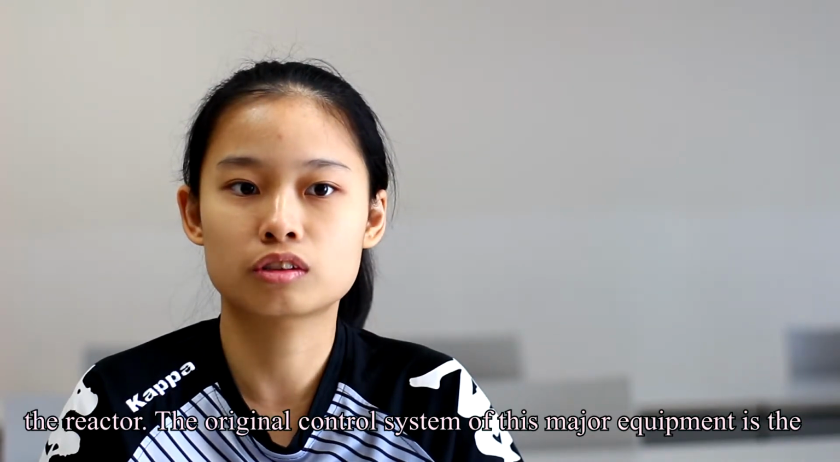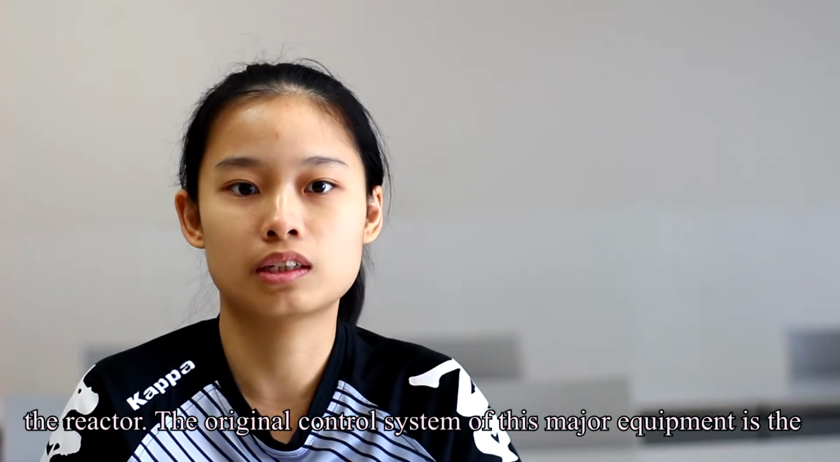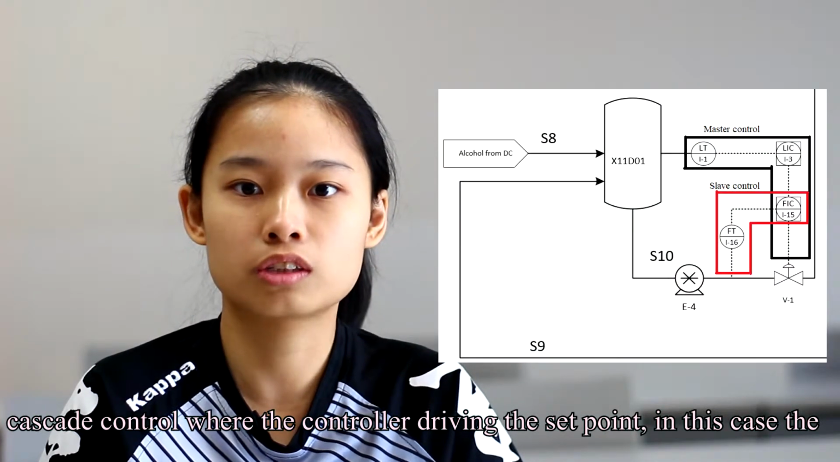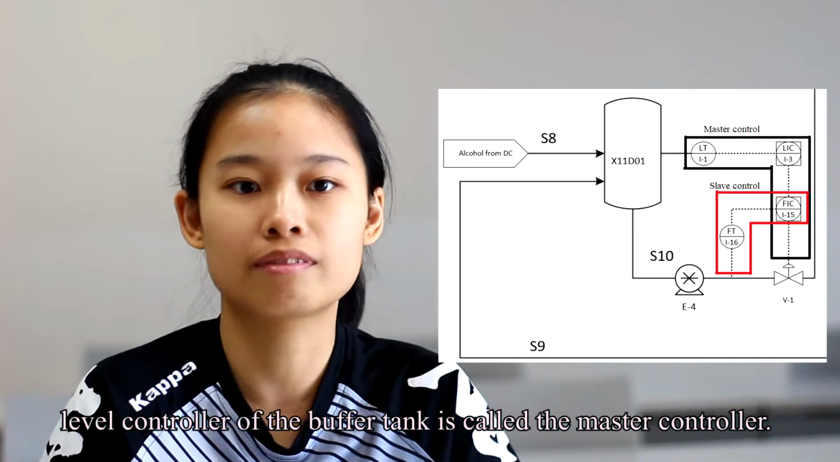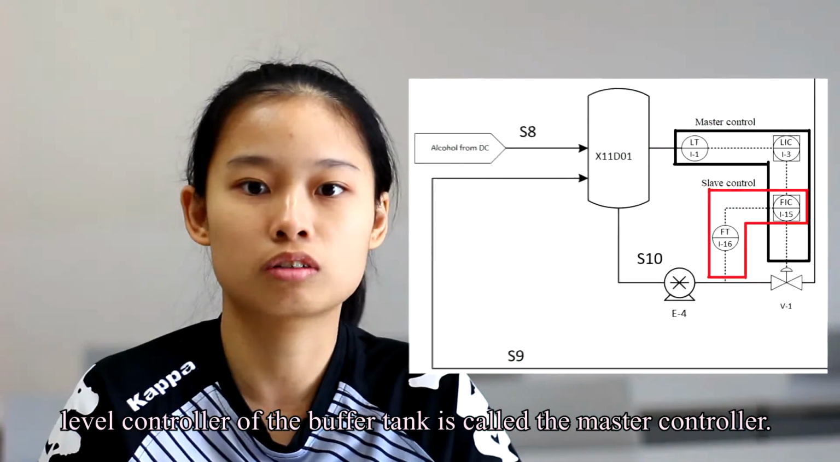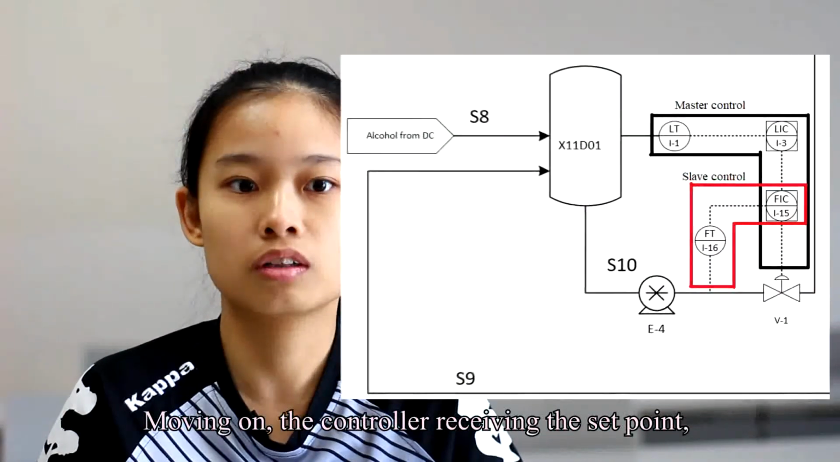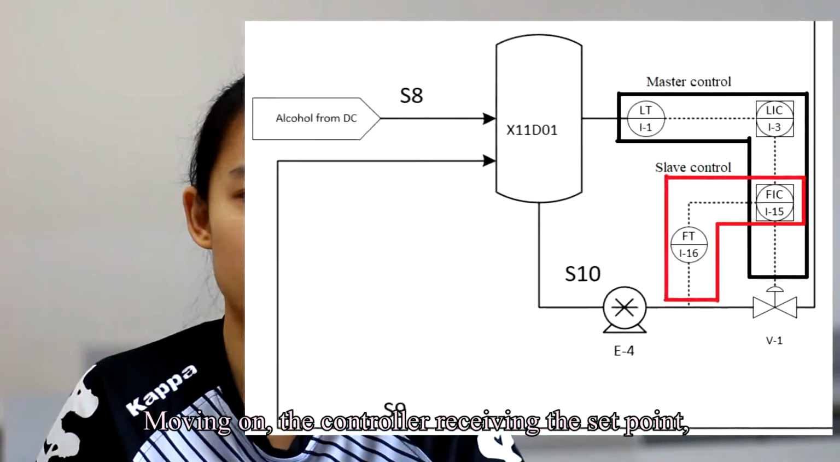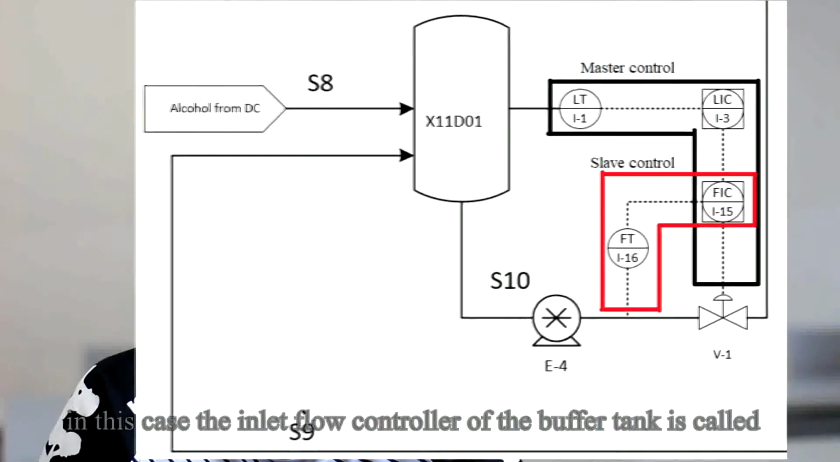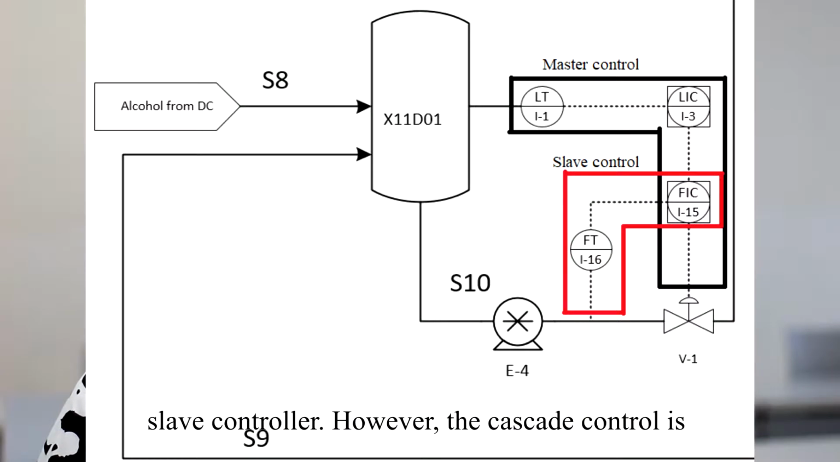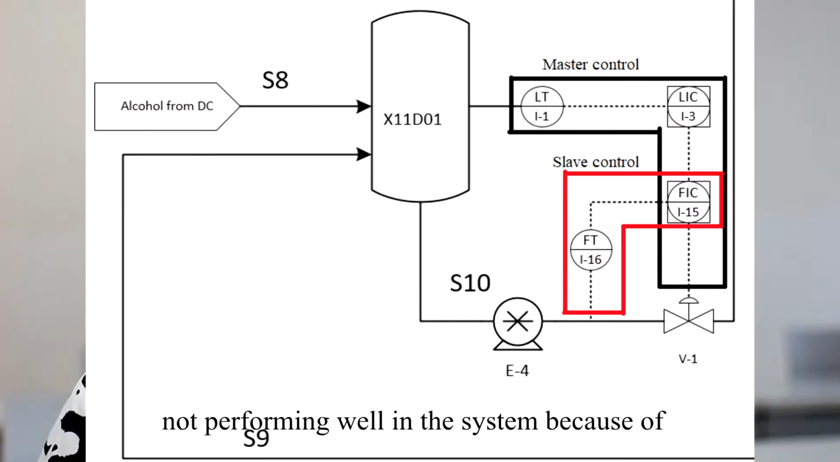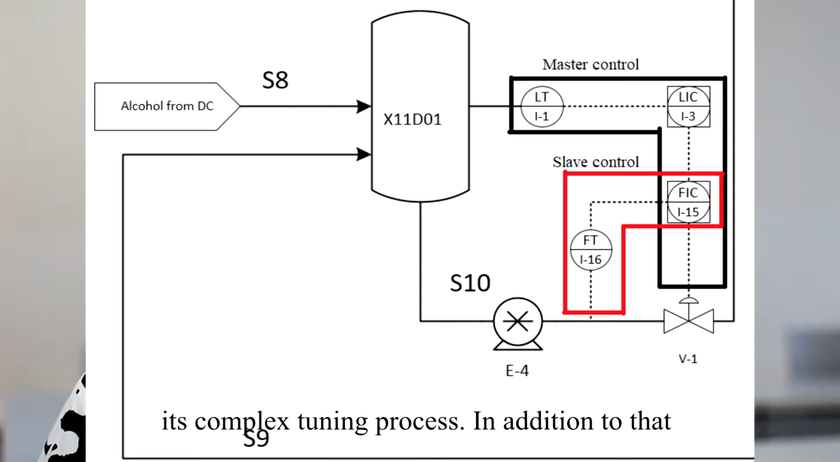The original control system of this major equipment is the cascade control, where the controller driving the set point, in this case the level controller of the buffer tank, is called the master controller. Moving on, the controller receiving the set point, in this case the inlet flow rate controller of the buffer tank, is called the slave controller. However, the cascade control is not performing well in the system because of its complex tuning process.